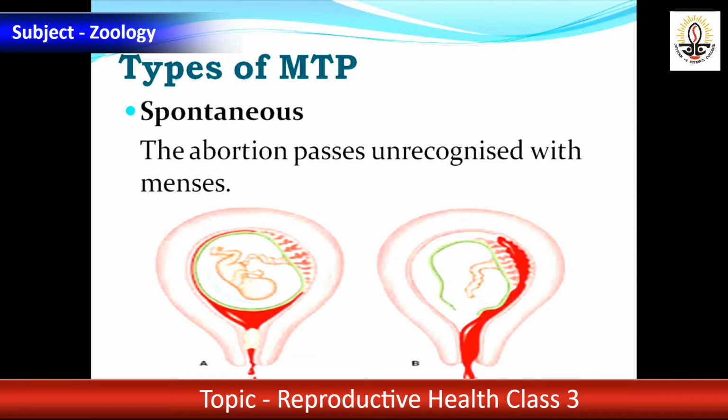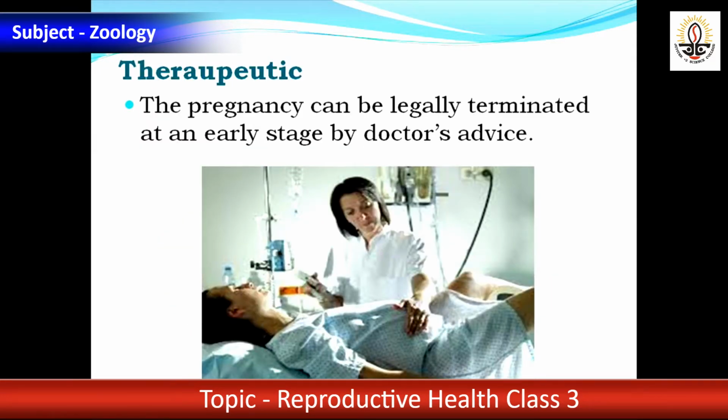Spontaneous means it passes unrecognized with the menses, the menstrual cycle, automatically, without the knowledge. But if there is medical supervision or doctor's advice, that is called therapeutic.